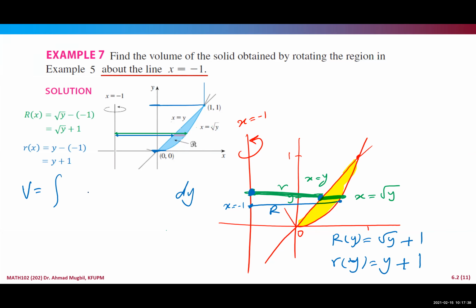You will integrate pi times r squared, r of y outer all squared, minus r of y small, the inner, all squared, from 0 to 1. What is this squared? This one, bring it here and then square it, minus this one, y plus 1 all squared, and then integrate with respect to y. So easy. So this is the main task.